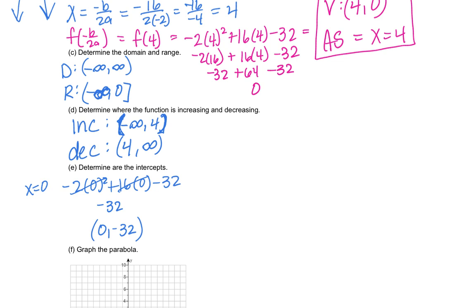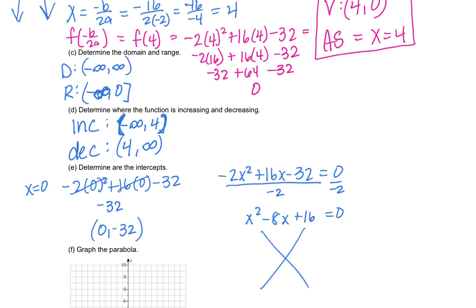So now set it equal to 0. And the first thing I'm going to do is get rid of that -2. So I'm going to divide both sides by -2 so that I can have a leading number of 1. So that gives me x squared minus 8x plus 16. And then I can factor this out. Two numbers that multiply together to give me 16, but when added give me negative 8. Negative 4, negative 4. Change the sign.